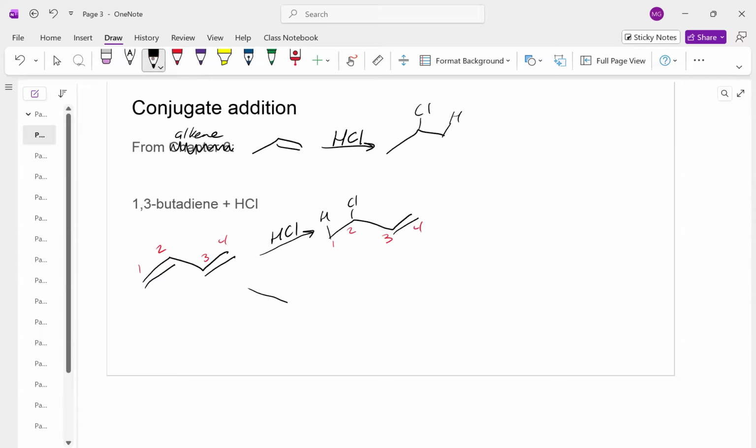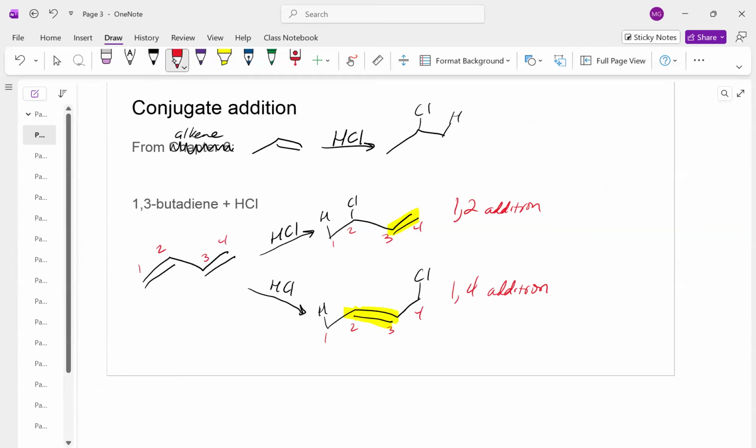And sometimes the hydrogen would add to the first one, and the chlorine would add to the fourth one. So we would call this 1,2 addition, and we would call this 1,4 addition. Now I want you to note where the other pi bond is in both cases.